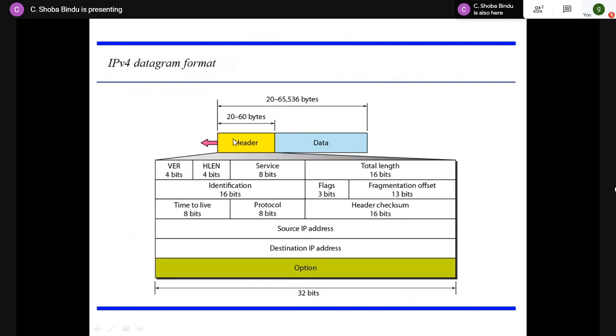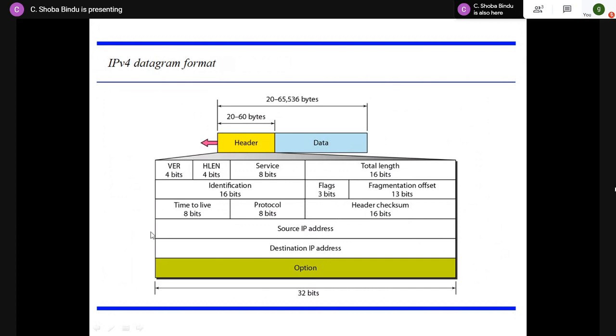Only for the header you are going to calculate the checksum. So it is offering only error control over the header, not for the entire packet here. So that is the header checksum, which makes use of the checksum concept, where you divide the data into 16 bits, perform one's complement addition on all these 16 bits, then complement it. That is how you calculate the checksum here.